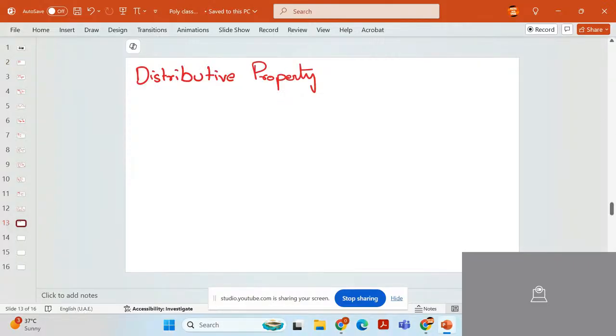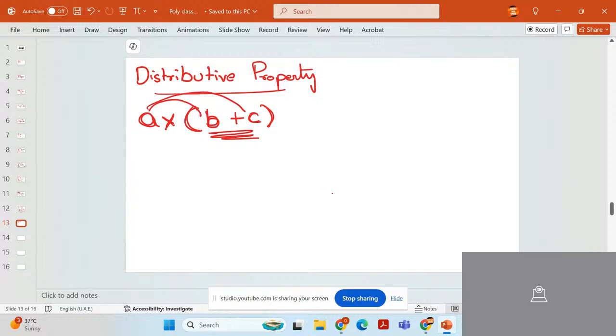Let us see. Distributive property of multiplication over addition means you are distributing multiplication on addition. So how will you distribute? When you have anything multiplied to the addition of two terms inside the brackets, you distribute the first number to both the terms inside the brackets. That means a multiplied by (b + c) is equal to a multiplied by b, and in between you have plus. Now you distribute a to c.